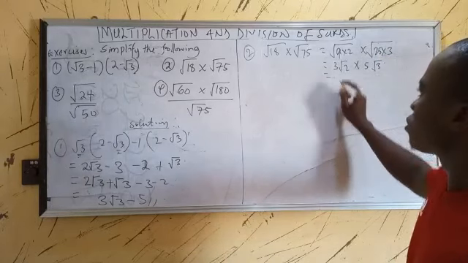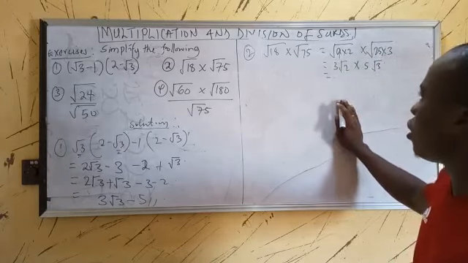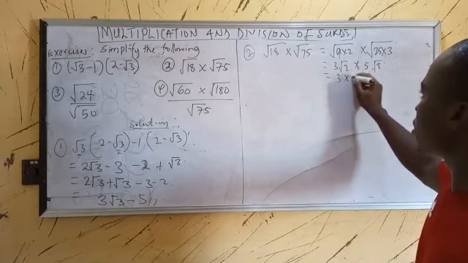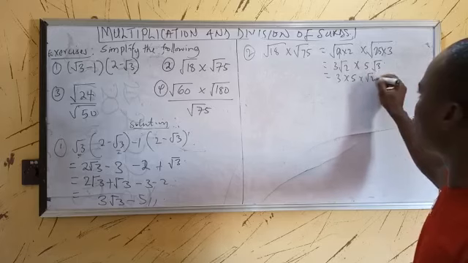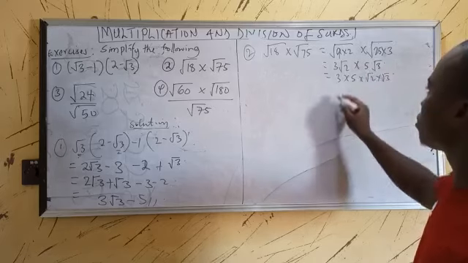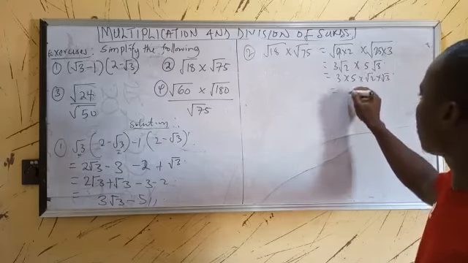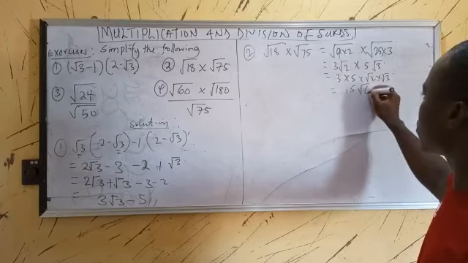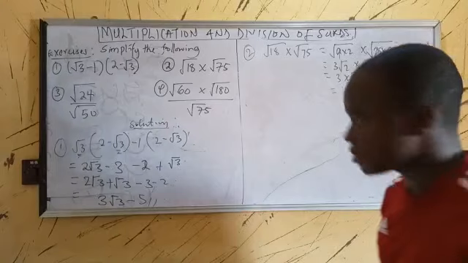From the second law I just gave you, we multiply these: 3 times 5 gives 15. Then root 2 times root 3 gives root 6. So 15 root 6 is the final answer to this.